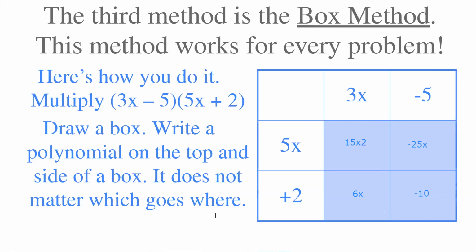And what would our final answer be? So we got 15x squared minus 25x plus 6x minus 10. And then when those are combined all the way out, we've got 15x squared minus 19x minus 10.